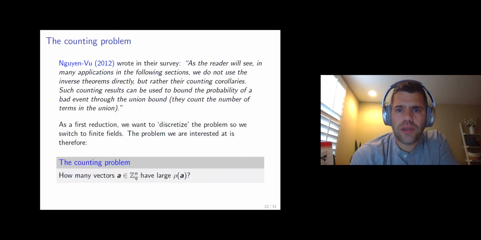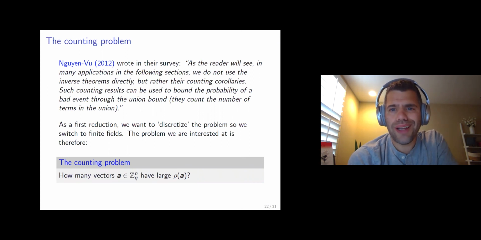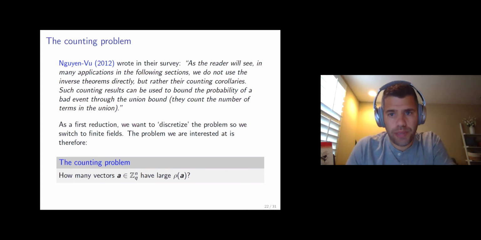And so for us as combinatorialists, if it's all about counting, we want to count, but we want to have some discrete model. So as a first reduction to discretize the problem, we switch to finite fields, okay? And the problem that we are interested in is the following: how many vectors do we have in Z_q^n, where q is some prime, with a large atom probability.